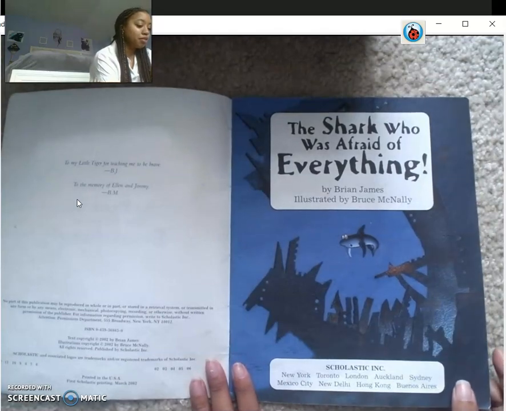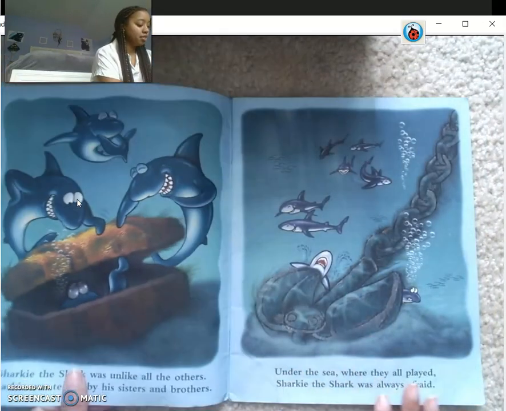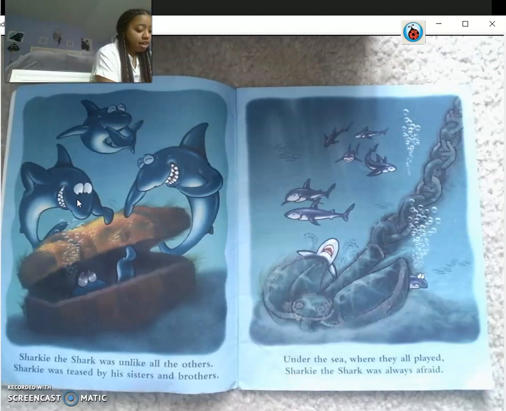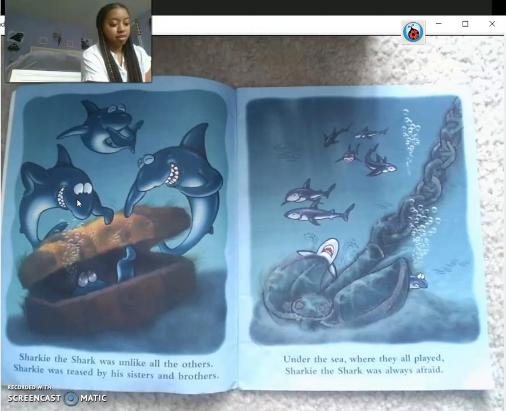The Shark Who Was Afraid of Everything. Sharky the Shark was unlike all others. Sharky was teased by his sisters and brothers. Under the sea, where they all played, Sharky the Shark was always afraid.